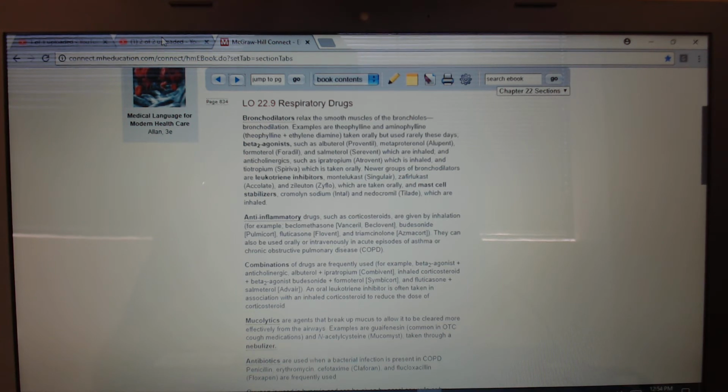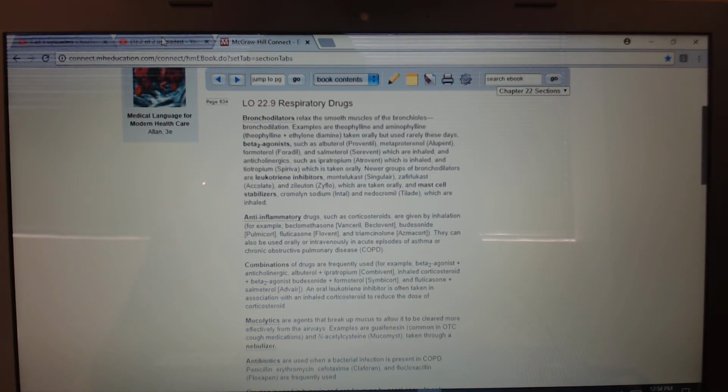Beta-2 agonists such as albuterol, Proventil, metaproterenol, Alupent, and formoterol, which is Foradil, and salmeterol, which is Serevent, which are inhaled, and anticholinergics such as ipratropium, Atrovent, which is inhaled, and tiotropium, Spiriva, which is taken orally.